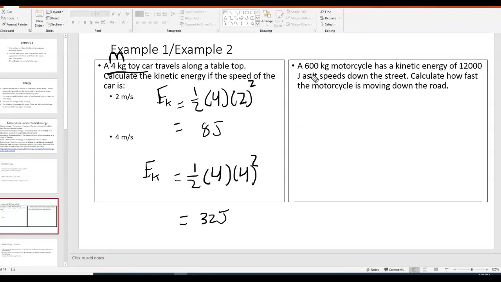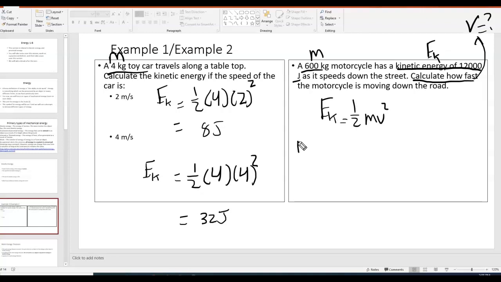All right, now take a look at the second example. We have the mass of a motorcycle, and we're given the kinetic energy is 12,000 joules. So we're given EK. Calculate how fast. How fast is always going to be a question about speed or velocity. So V is my unknown. That's what I'm trying to find. I choose my kinetic energy equation. I'm going to plug in, and then I'm just going to simplify and solve.